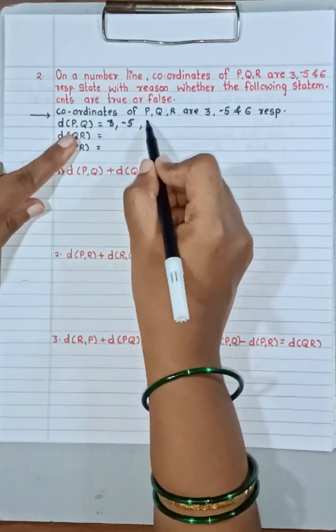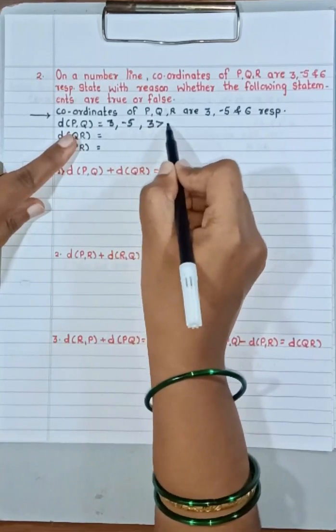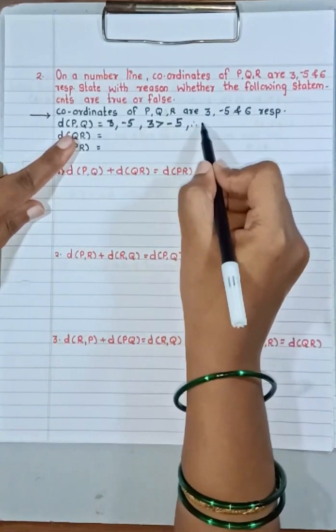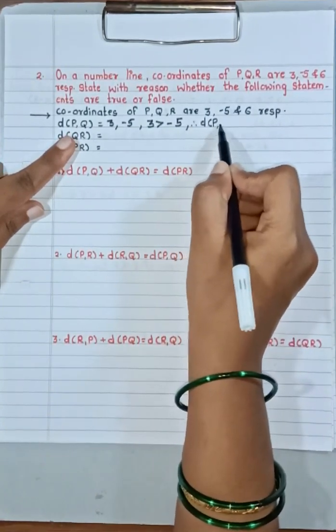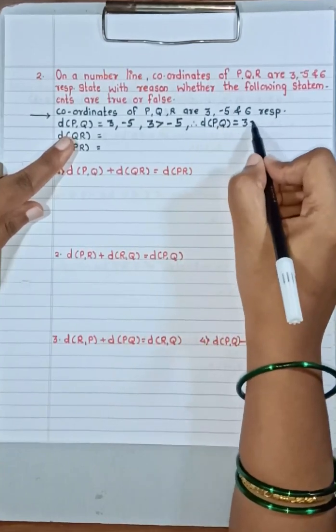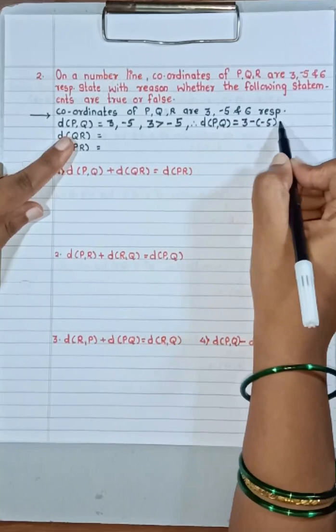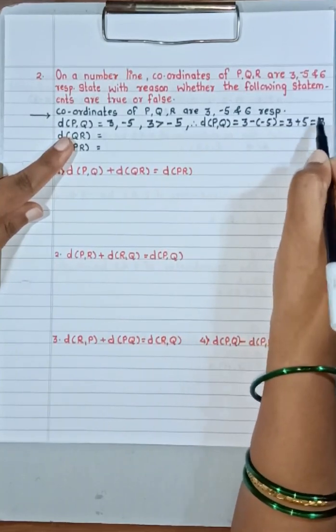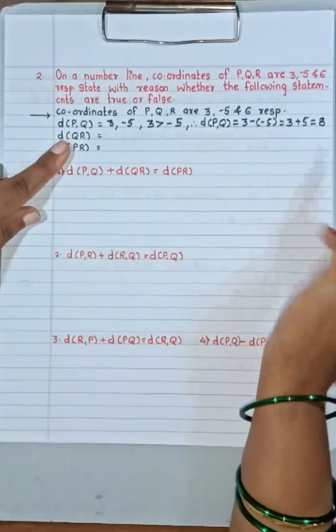You very well know that 3 is greater than -5. Therefore distance PQ is equal to 3 minus -5, that is 3 plus 5 is equal to 8. So distance PQ is 8.